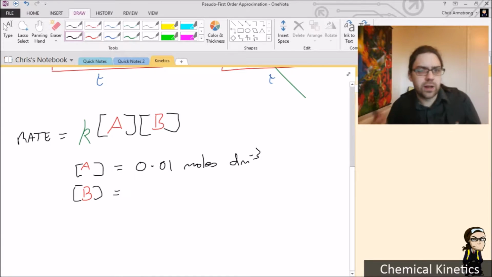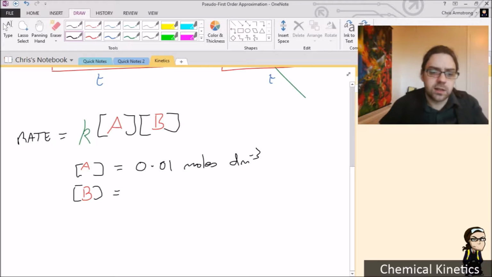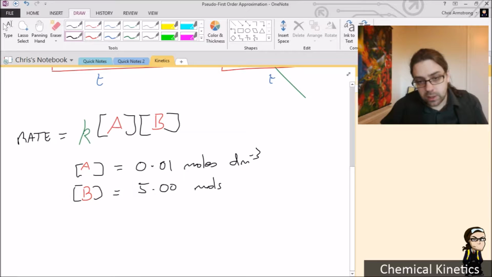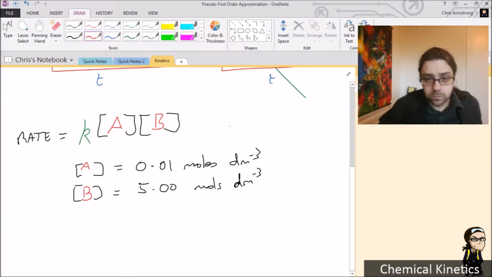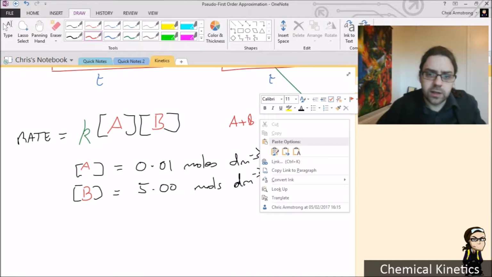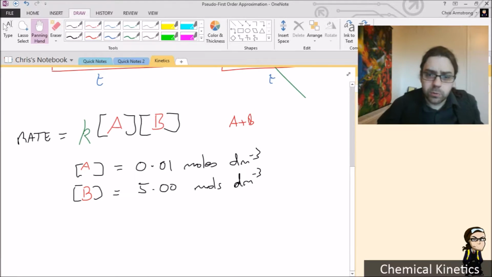So go back over your organic notes and see where you might see this kind of thing. That could be 5.0 moles per dm cubed. Okay, that's a lot. So this reaction is 1-to-1. A plus B just goes somewhere. We couldn't care less where it goes at the moment.